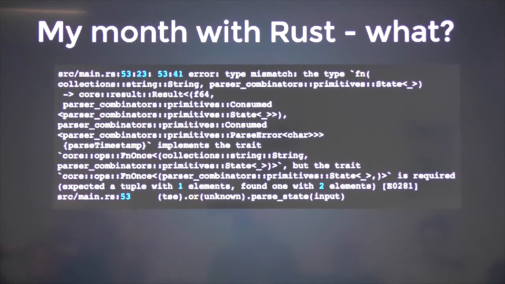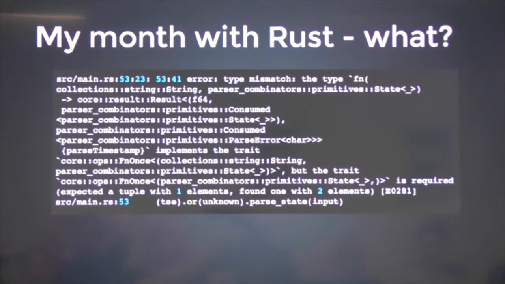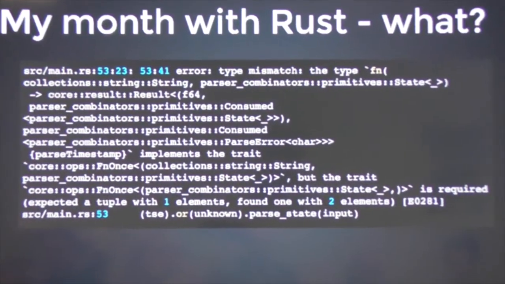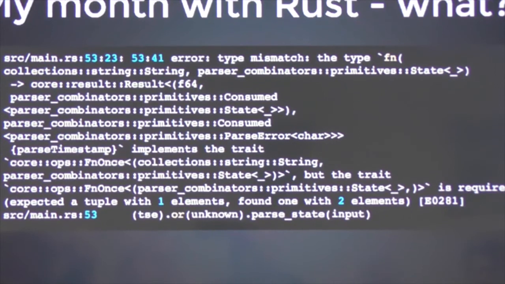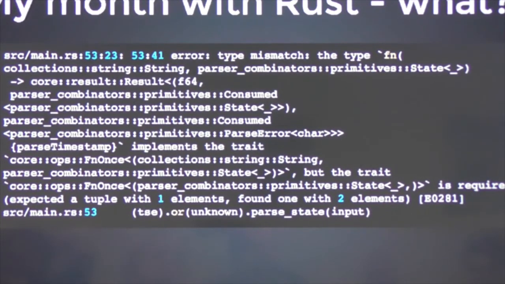So this is one of the error messages that I got, which isn't entirely helpful when you read it. There's a whole lot of parameterized types all over the place there. Part of this may have been due to the fact that the parsing library I tried to use was inspired by Parsec, so it's quite parameterized all over the place. But I just thought, I don't know, this isn't the borrow checker, this is a type mismatch.